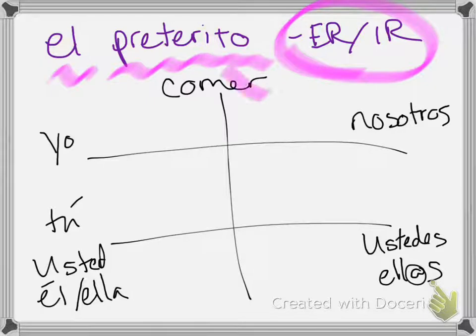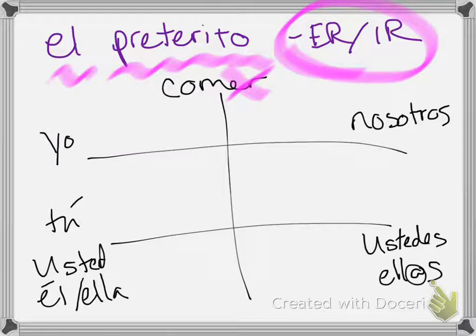We will take off that ER ending, and then we will determine its new ending based on its subject, right? Remember, this is like a math formula. We have our subject plus our verb plus our tense, right? And that's going to give us our end result. So, let's take a look at it.